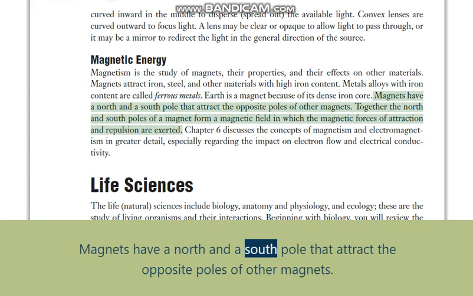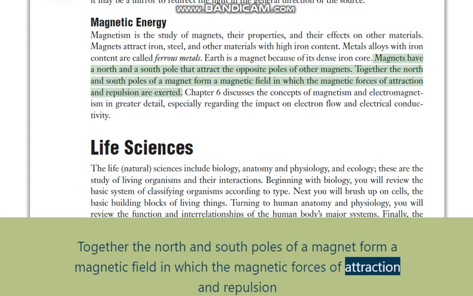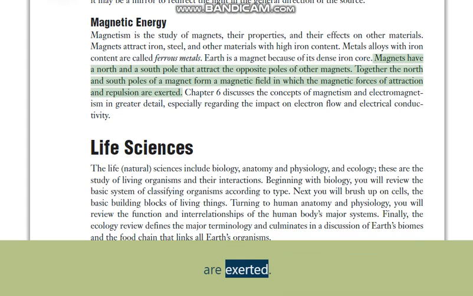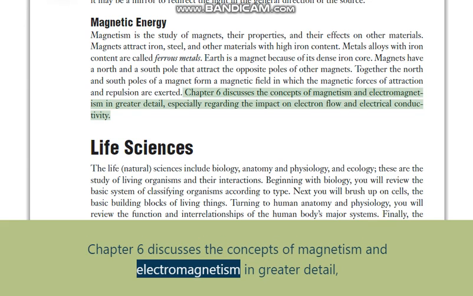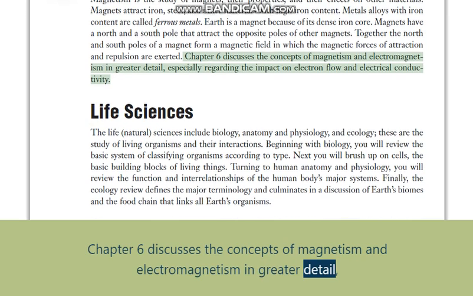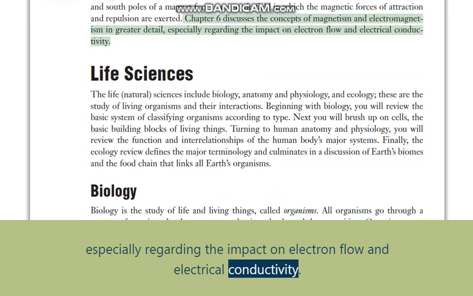Magnets have a north and a south pole that attract the opposite poles of other magnets. Together the north and south poles of a magnet form a magnetic field in which the magnetic forces of attraction and repulsion are exerted. Chapter 6 discusses the concepts of magnetism and electromagnetism in greater detail, especially regarding the impact on electron flow and electrical conductivity.